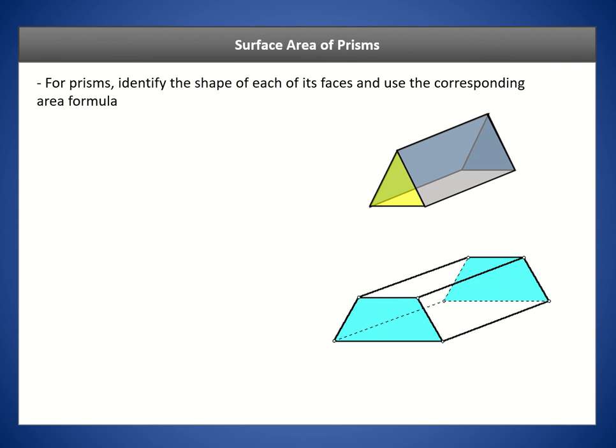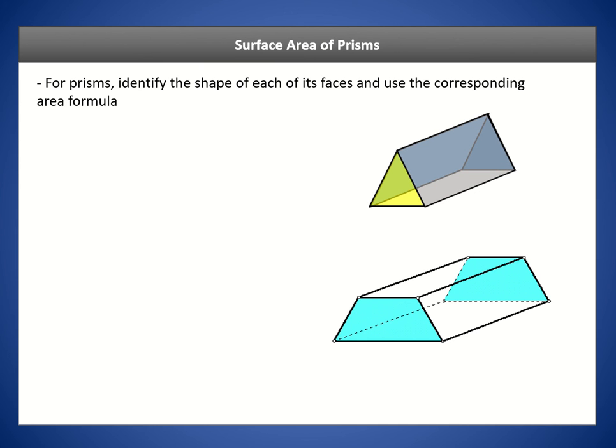All right, so what about prisms? For prisms, you want to identify the shape of each of the faces and use the corresponding area formula. For this triangular prism, you have two triangles, so you find the area of the triangle and then double it, because you have two triangles here. You also have rectangles. You have one rectangle here, the one on the bottom, and then the one on the left on the back. That's 3 rectangles.